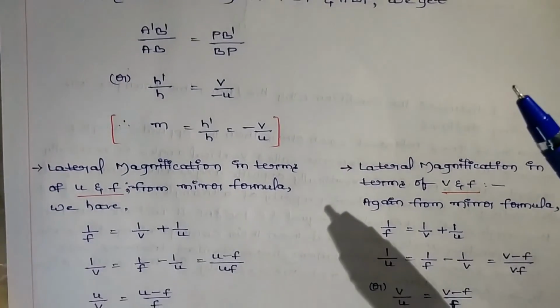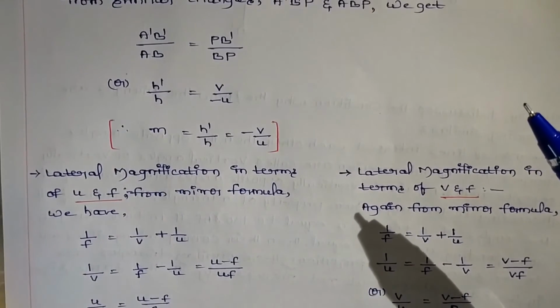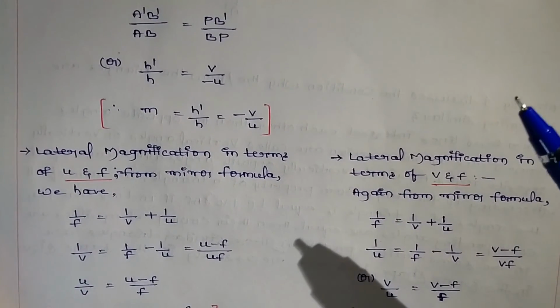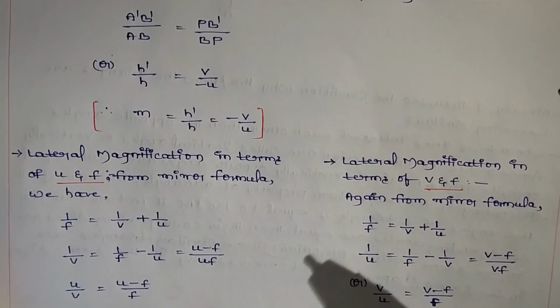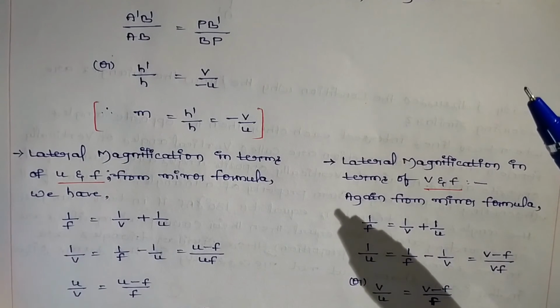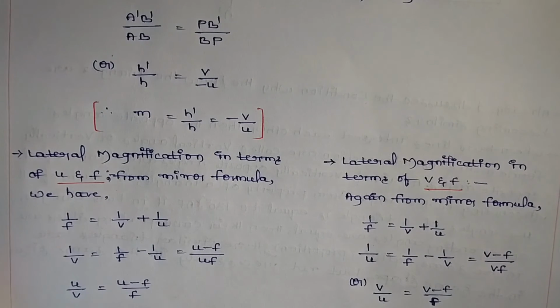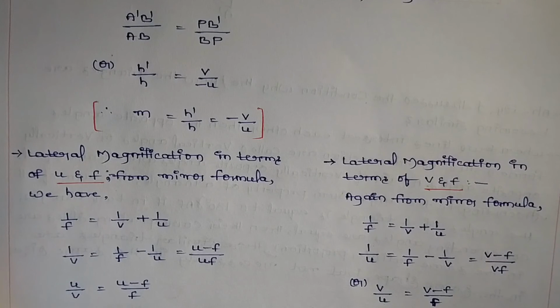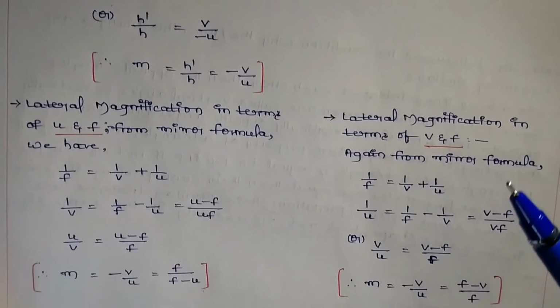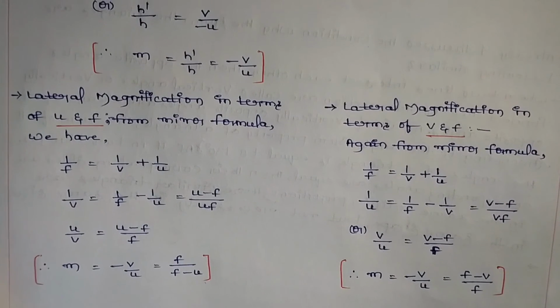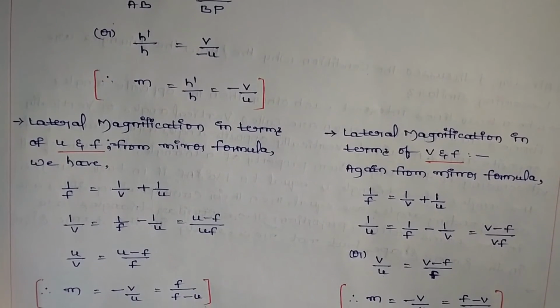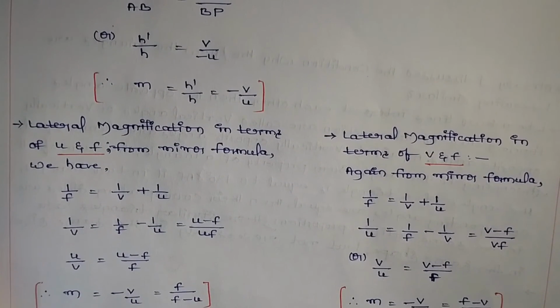And we will compare lateral magnification. These formulas are important. Lateral magnification in terms of u and f, means in terms of object distance and focal length, will be m equals f by f minus u. This will come from the mirror equation.